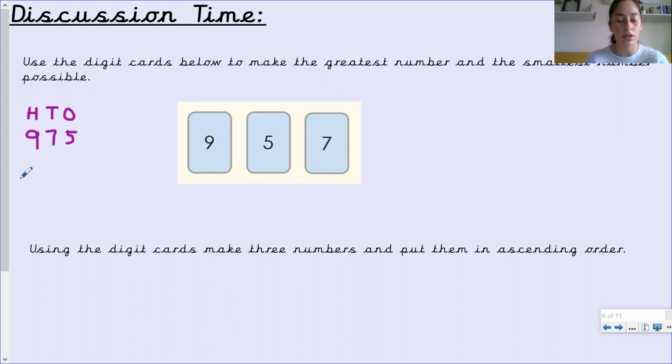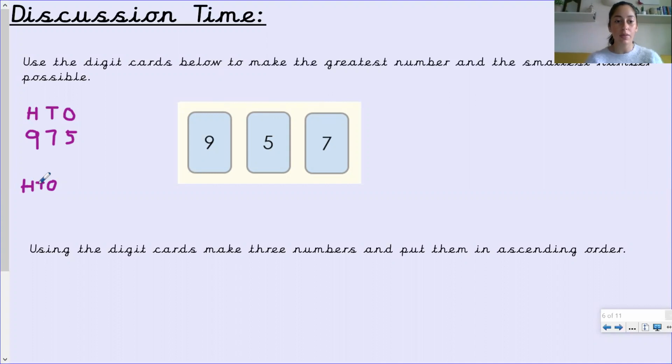Now, how about my smallest number? I'm going to do the same with my hundreds, tens, and ones. Okay. Now, I want the smallest possible number. So which one of these 3 digits would I put in my hundreds column? Remember, your hundreds is your most significant number. It has the highest value.